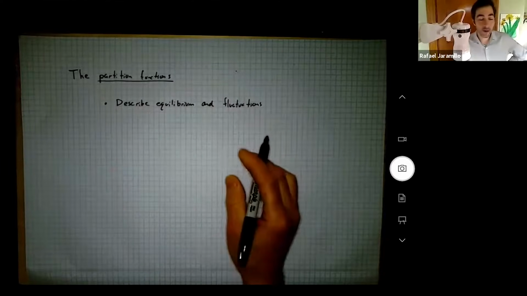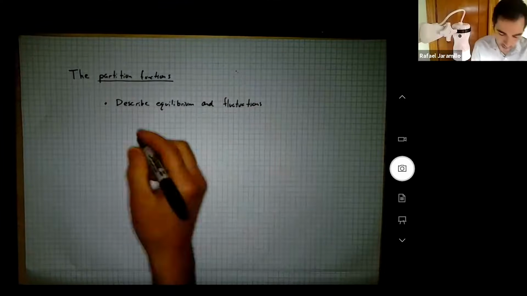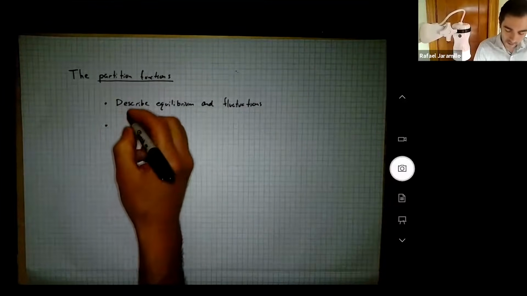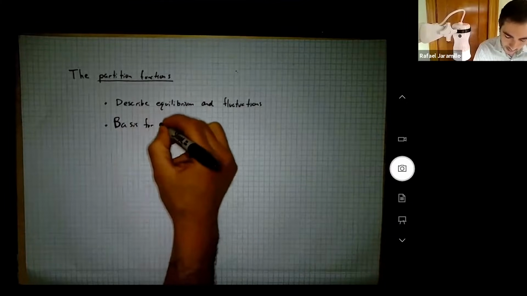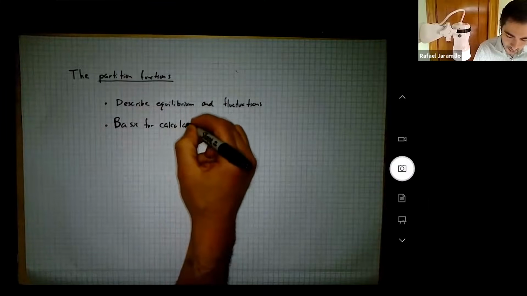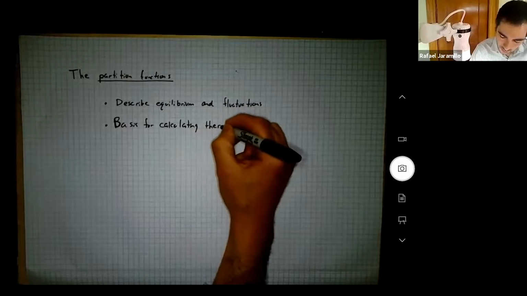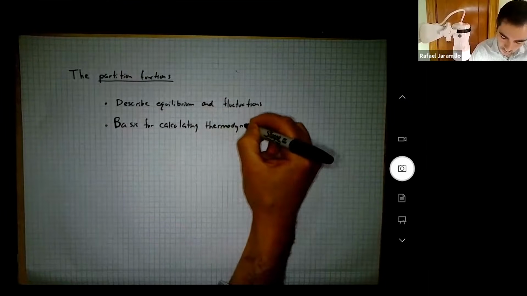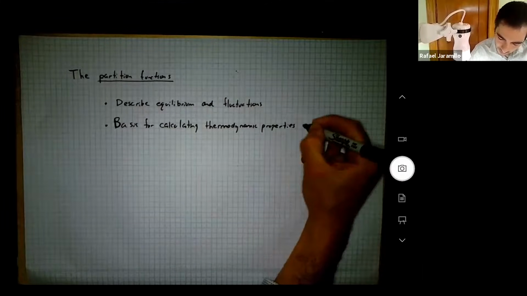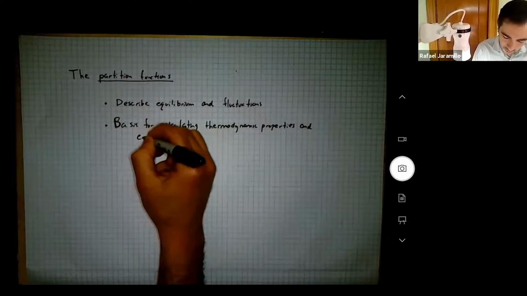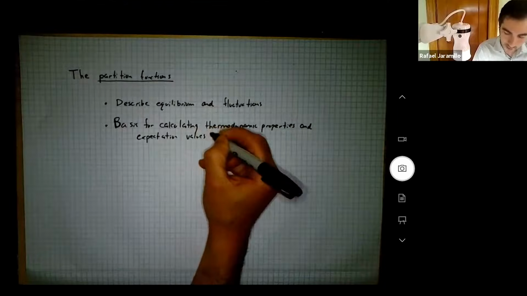The partition functions really describe the entire thermodynamic properties of the system. So for instance, they are the basis for calculating thermodynamic properties and expectation values. That is most likely quantity.